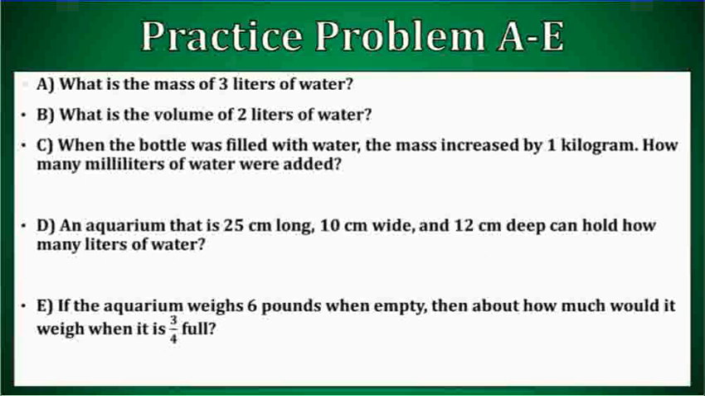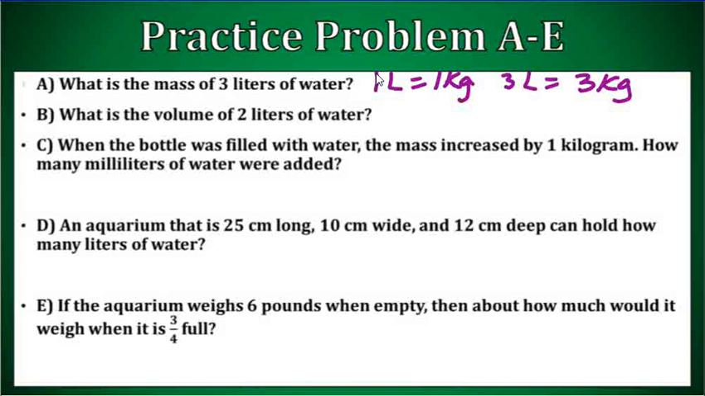And our last questions. What is the mass of 3 liters of water? Well, 1 liter is the same as 1 kilogram. So if I have 3 liters, that would be the same thing as 3 kilograms. So the mass would be 3 kilograms. What is the volume of 2 liters of water? So 2 liters of water would be the same thing.